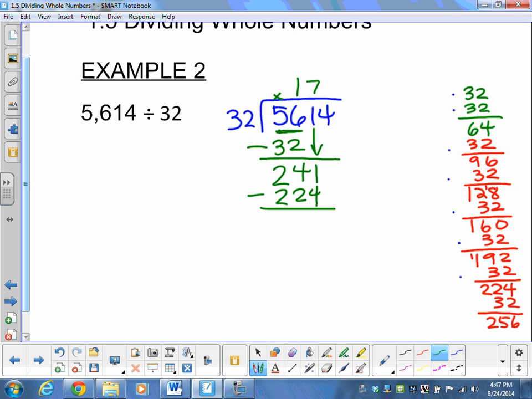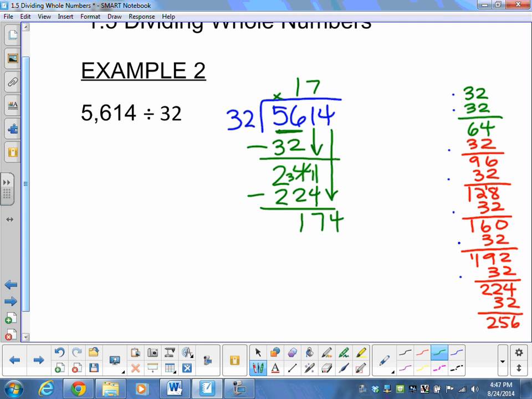And subtracting this time, I'm going to have to borrow from the 4. So 11 minus 4 is 7. 3 minus 2 is 1. 2 minus 2, I write nothing. So now I drop down my next number, which is a 4. And I have to determine how many times 32 goes into 174.